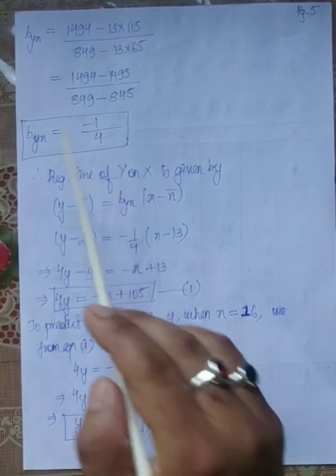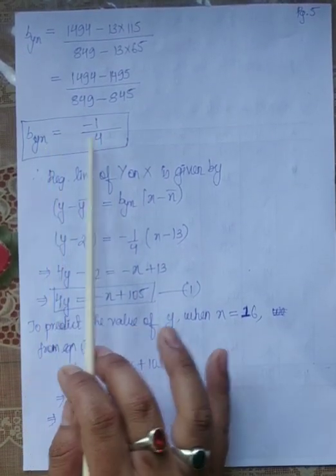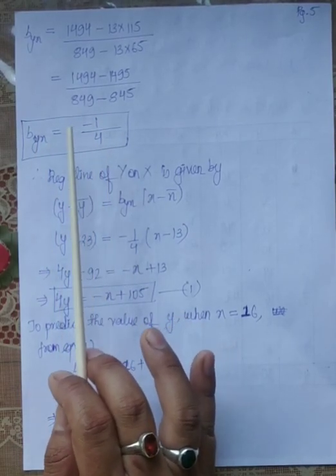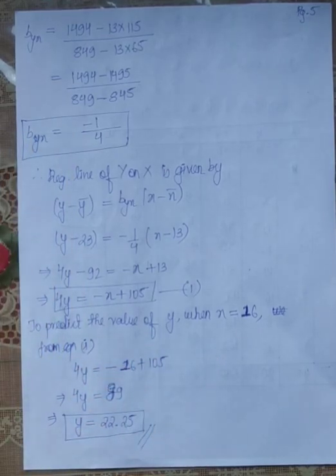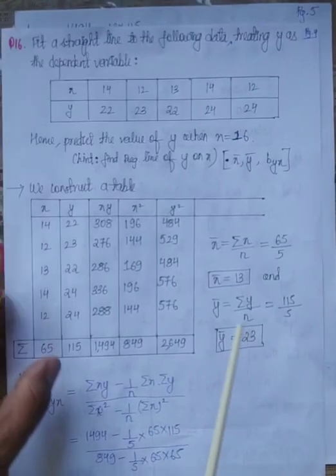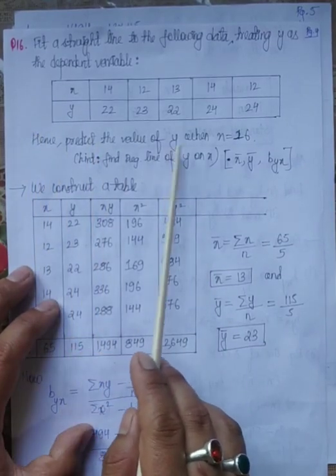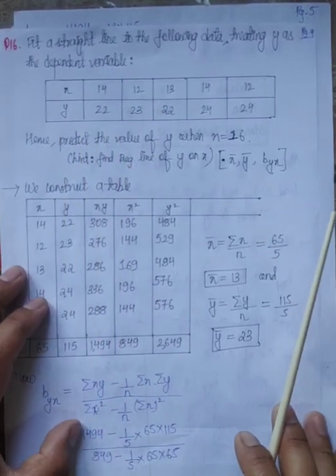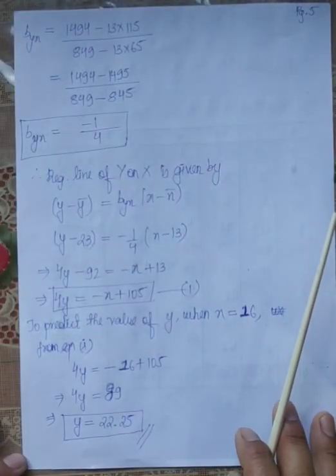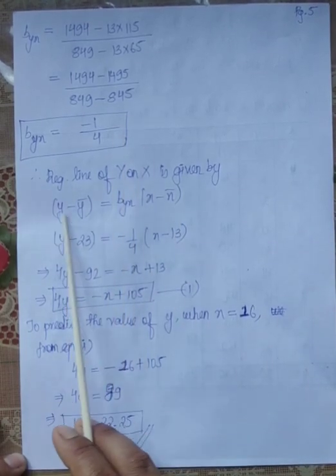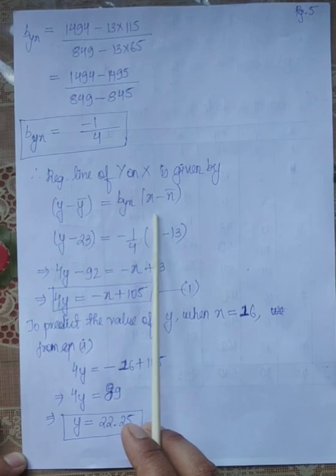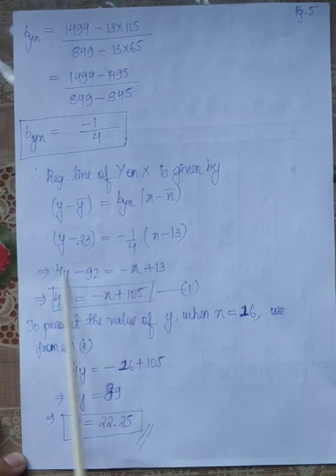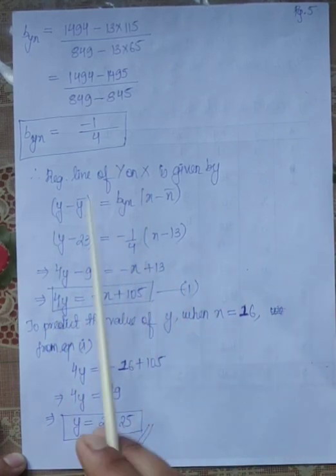Alright, so calculate, and we will be getting the value for byx as minus 1 by 4. Clear? See, the question was to predict or find the value for y when x is 16. Find the value for y means we need to find the regression line of y on x. So use the formula y minus y bar equals byx into x minus x bar. Put the values for x bar, y bar and byx, and you will be getting the regression line of y on x. The calculation is very, very easy. Just need to put the values.